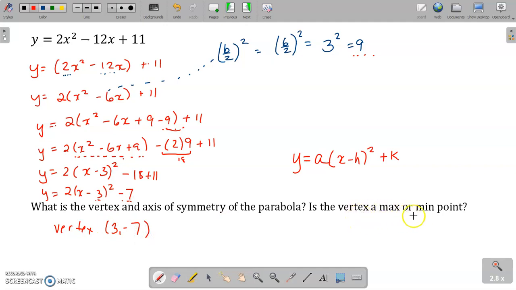And is the vertex a max or a min point? So you look at the a, and now our a is equal to positive 2. So that means there's a min point, because if it's positive, then it's an upward facing parabola, and 2 is a stretch factor of 2, if you remember that from transformations. So this point here would be 3, negative 7, and it's a min point.